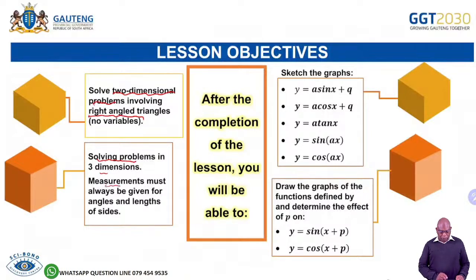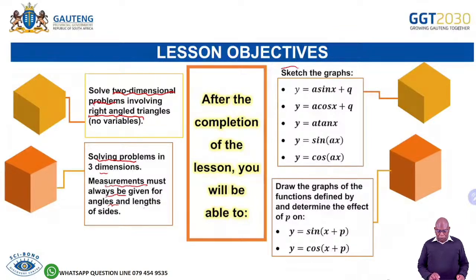Measurements must always be given for the angles, lengths, and sides. So in other words, you'll always receive a question whereby some of the sides are given, some of the angles are given. And those will be the measurements.